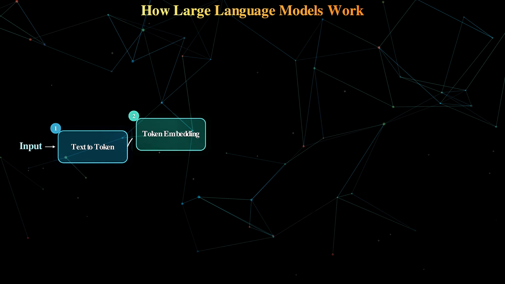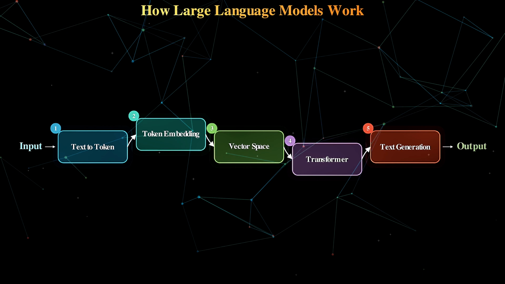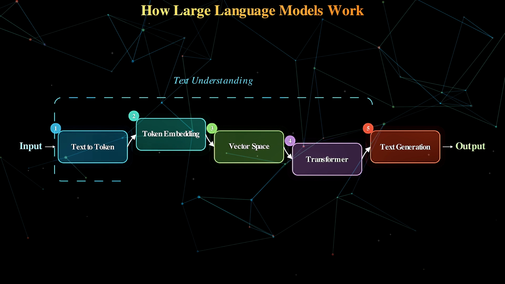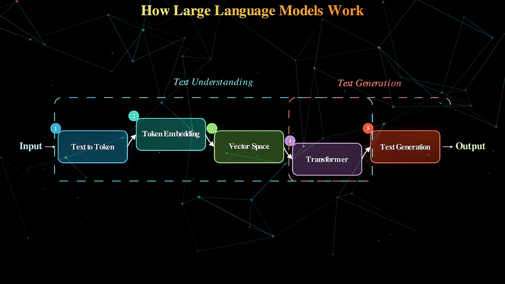When we look inside, we find a fascinating pipeline. And in just 5 steps, you'll see exactly how large language models understand your input and generate responses. Steps 1 through 4 handle text understanding, making sense of the input. Step 5 handles text generation, producing the responses. And the transformer sits right at the heart, powering both. Now let's explore each of these steps in detail.